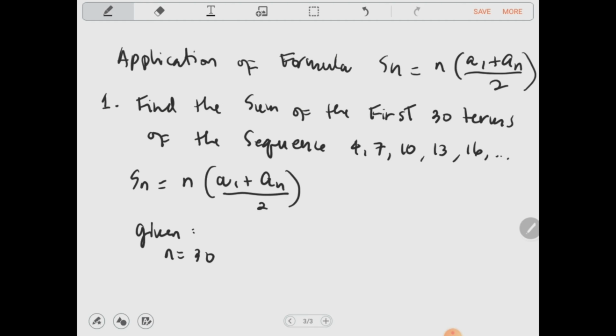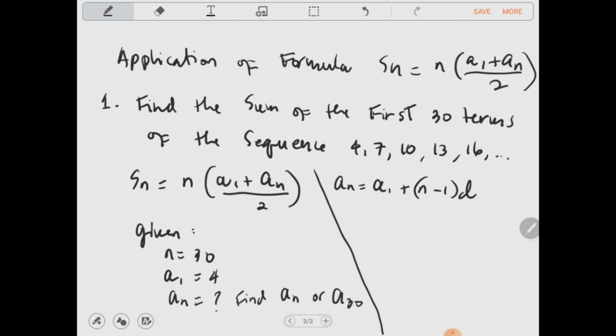Let us list down the given. We have the number of terms, which is equal to 30. We have the first term, which is equal to 4. Then we don't have the last term. To continue to find the sum of the terms from first to 30th, the first thing you have to do is find the last term, or the 30th term, of the sequence, because we need that in our formula.